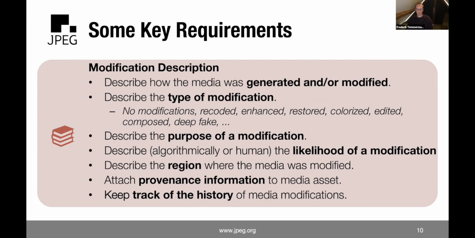Then there's additional information that you might want to signal, like the purpose of the modification. If it's not annotated from the start, and it's detected by an algorithm or even by a human, what is the likelihood of a modification? What's the region where a modification has been identified? And then basically it's the whole provenance, the whole life history of an image that we want to attach to the media asset itself, to keep track of the history and of all the modifications that have been made over time.